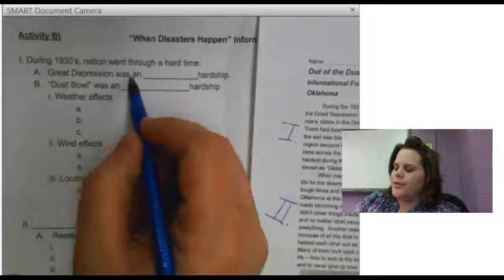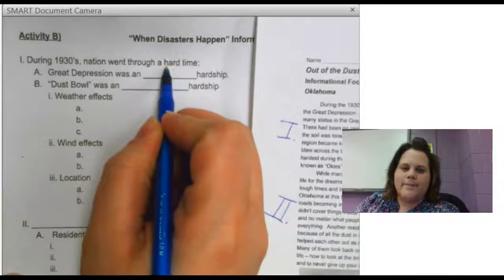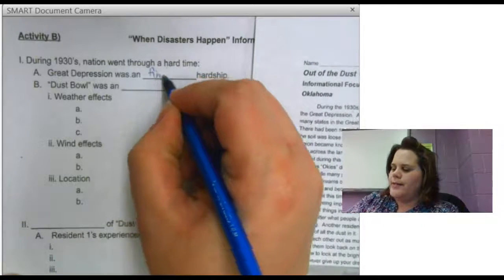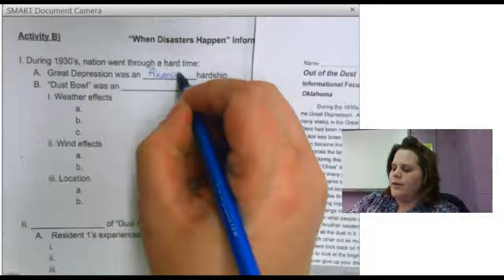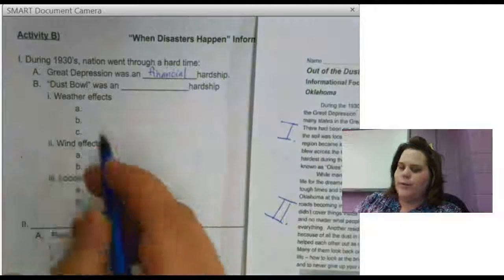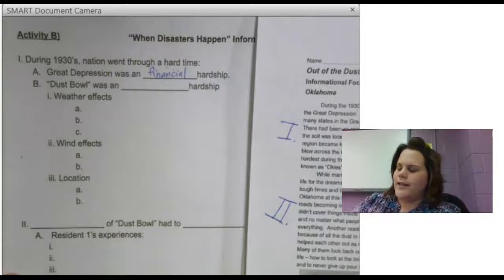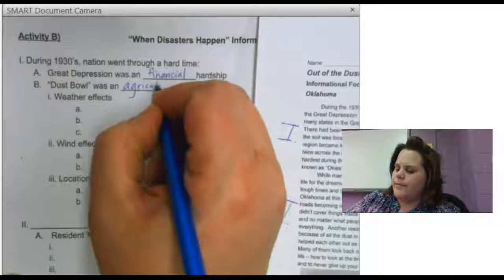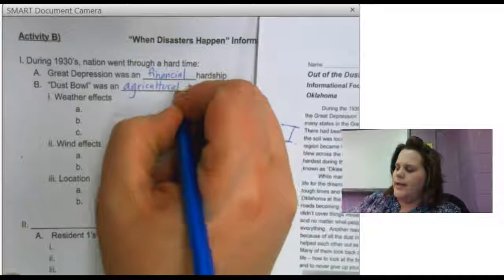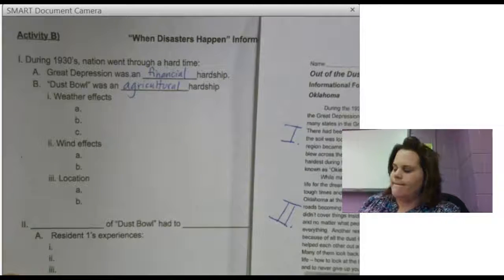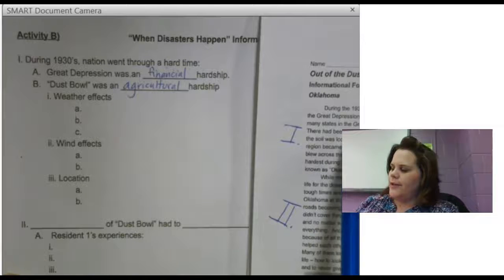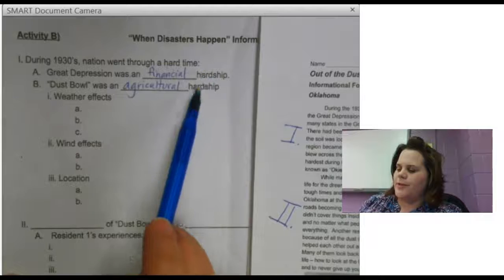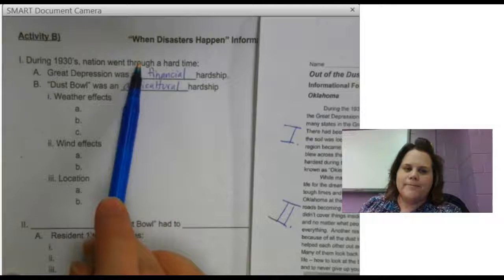So the Great Depression is one hard time. And here we don't have a lot of information, but we could say it's a financial hardship. The Dust Bowl, when crops wouldn't grow and things like that, is an agricultural hardship. We don't really need to say the Great Plains region. We're talking about two different types of hardships to prove this was a hard time.